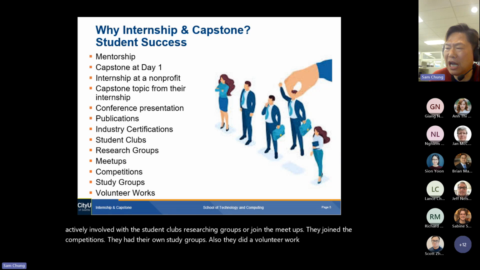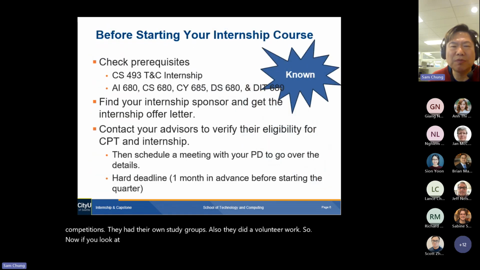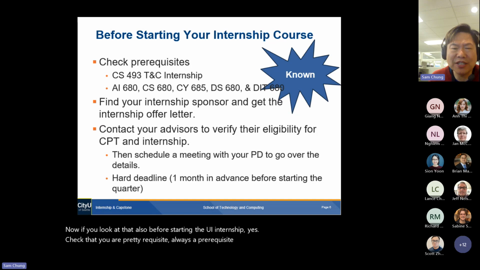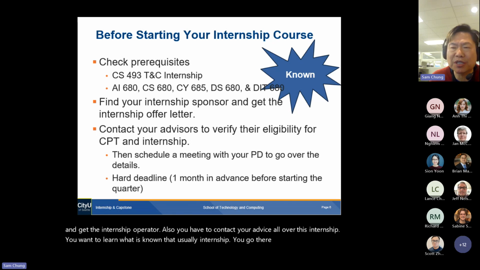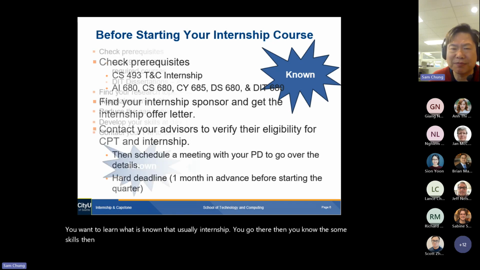So now, if you look at that, before starting the UI internship, yes, check the UI prerequisite, always a prerequisite. Okay. Also, find the UI internship sponsor and get the internship offer letter. Also, you have to contact your advisor. Throughout this internship, you want to learn what is known. That's the usual internship. You go there, then you learn some skills, then you are solving the problem.